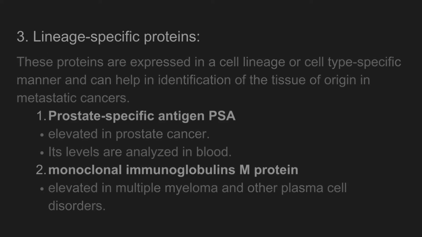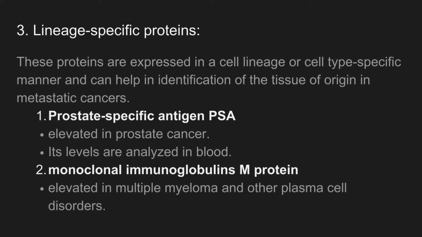Lineage-specific proteins. These proteins are expressed in a cell lineage, or cell type-specific manner and can help in identification of the tissue of origin in metastatic cancers. For example, prostate-specific antigen, elevated in prostate cancer. Its levels are analyzed in blood.